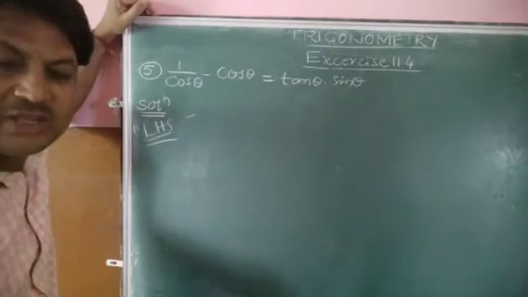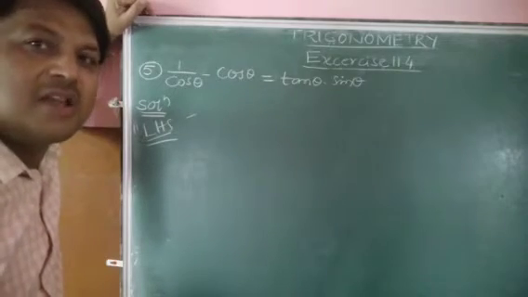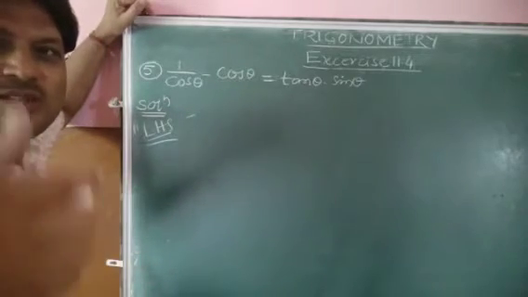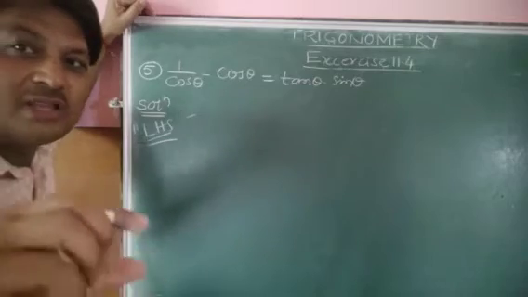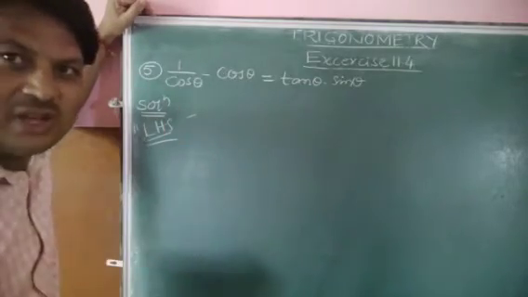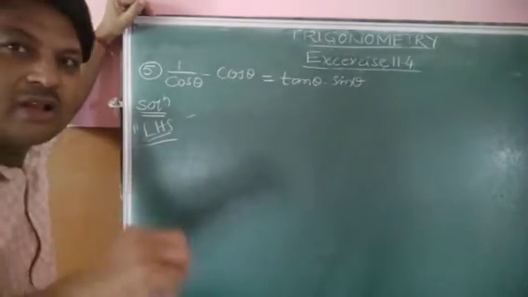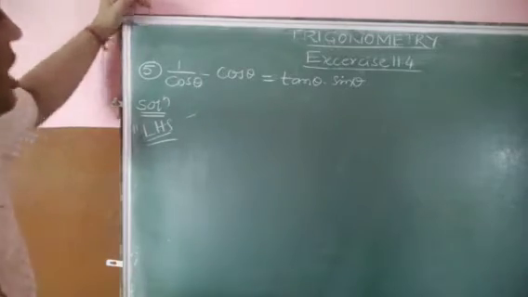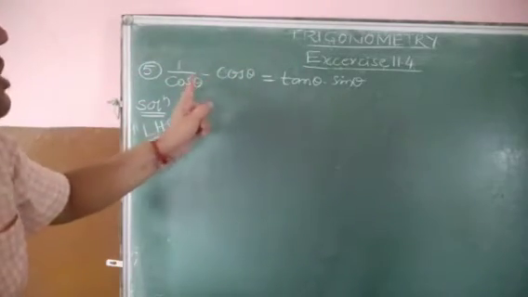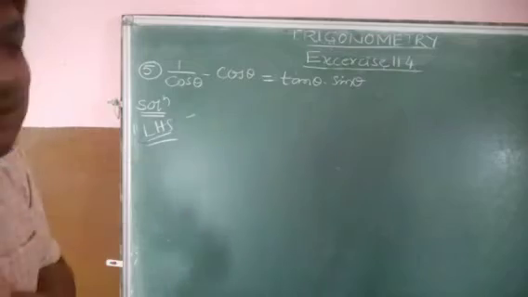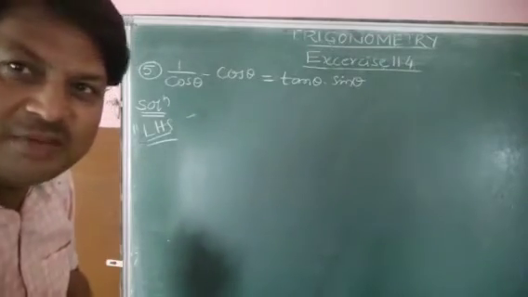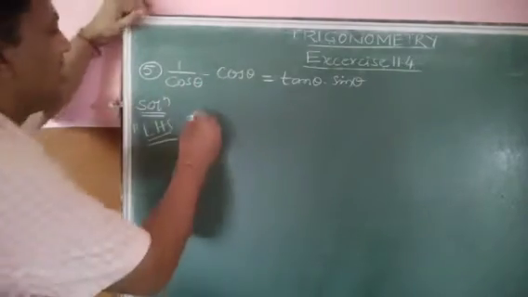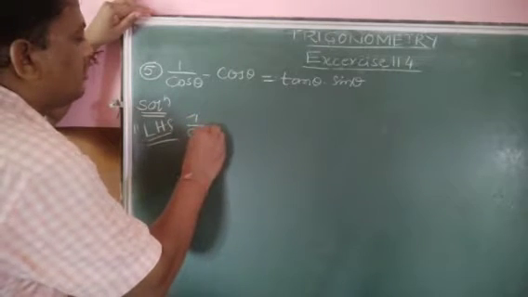1 minus cos square theta is equal to sin square theta, or 1 minus sin square theta is equal to cos square theta, or sec and tan, cot and cosec, some conversion. And here cos has to be converted into tan. So it is not looking directly possible. So first, whatever the possibility is, explore for that.